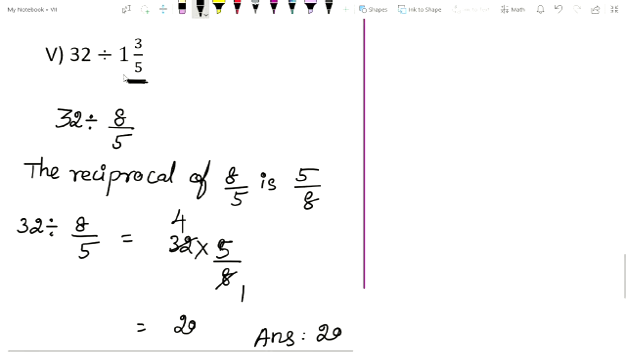32 divided by 1 and 3 by 5. You convert into an improper fraction. 5 ones are 5. 5 plus 3, 8 by 5. Now you take the reciprocal of the divisor. So the reciprocal of 8 by 5 is 5 by 8. So 32 divided by 8 by 5 equals 32 into 5 by 8. 8 ones are 8. 8 fours are 32. So now you multiply the numerator. 4 fives are 20. Denominator is 1. So 20 divided by 1 you get 20 only. So what is the answer, children?